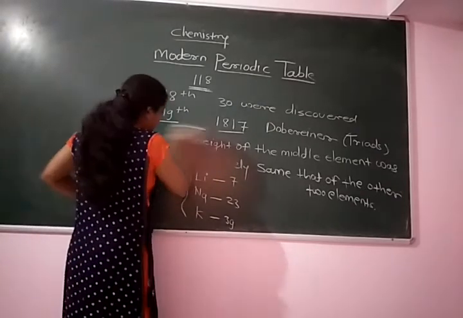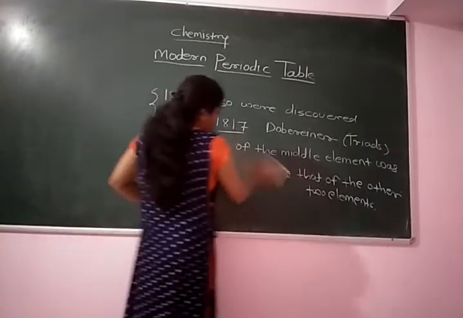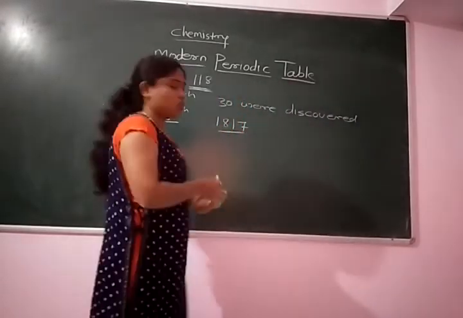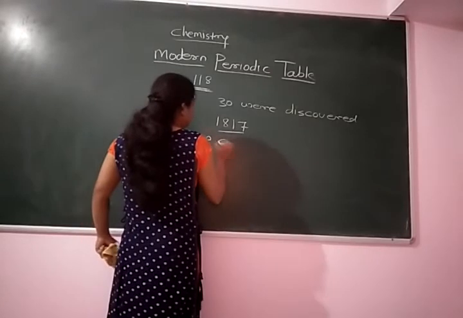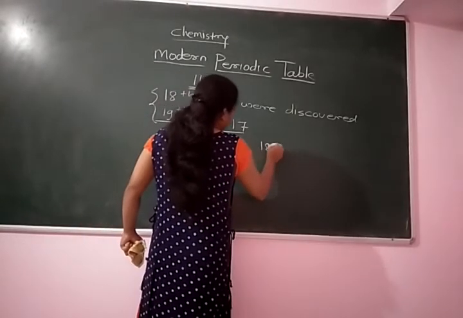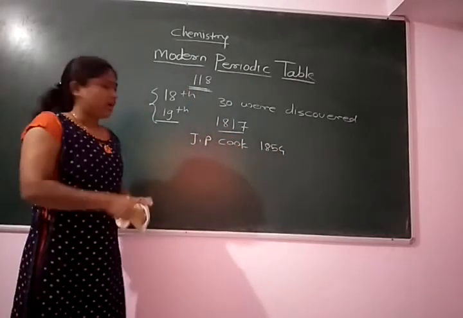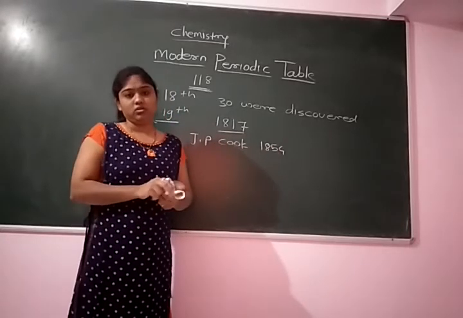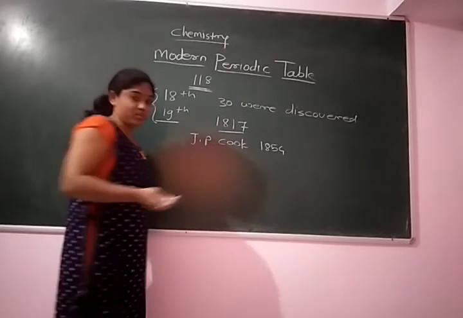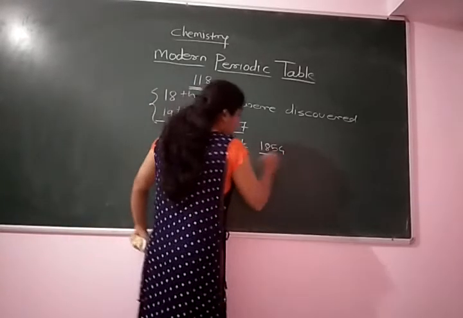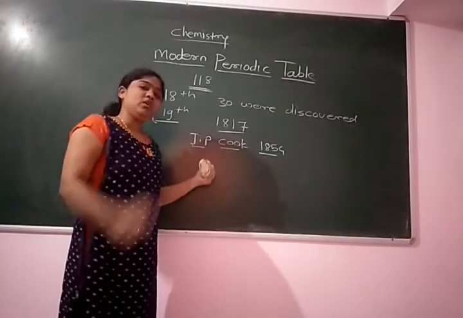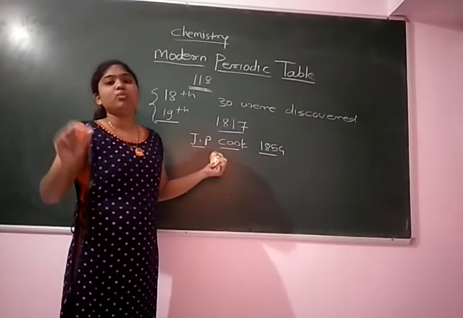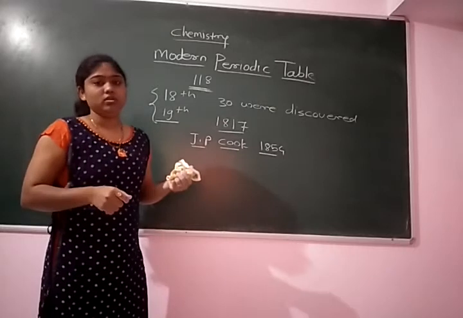After that, J.P. Cooke came in 1854. J.P. Cooke, that is the name of the scientist, arranged the elements in a homologous series of increasing order of their atomic weights. Means he found the atomic weight of the elements.